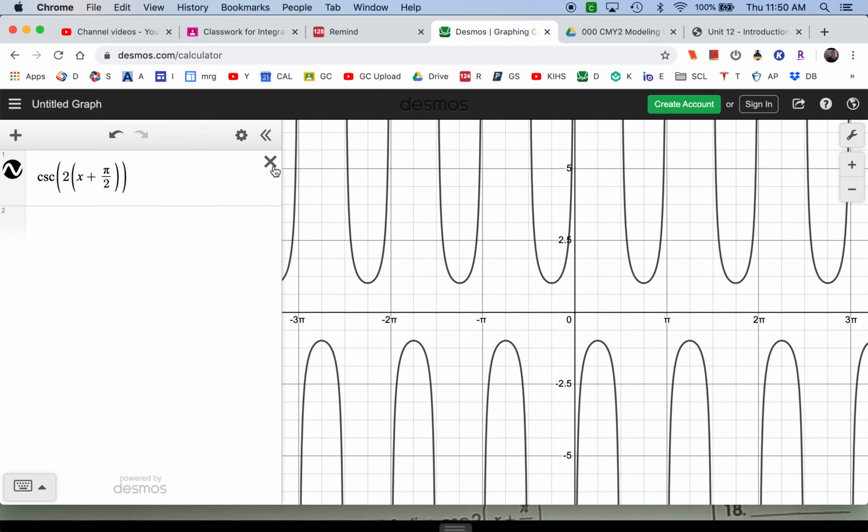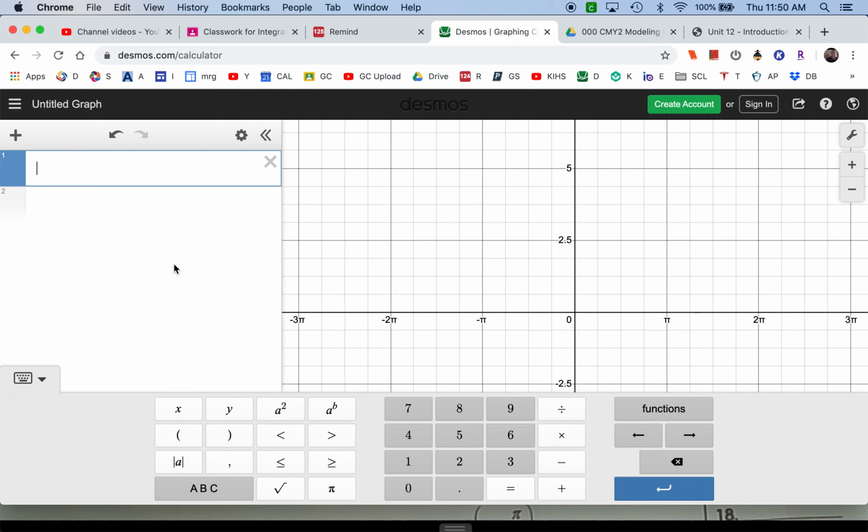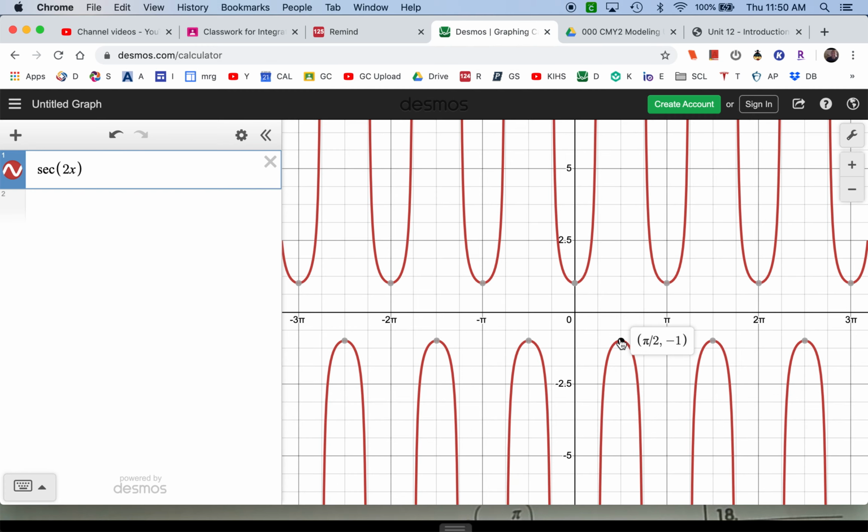Number 15, again, a trig function, but you just have to read a graph and type it in. So 15 is secant, and it's 2x. And I'm looking at pi over 2. At pi over 2, I can see it's right here. What's the y coordinate? The answer is negative 1. So the answer to number 15 was negative 1.